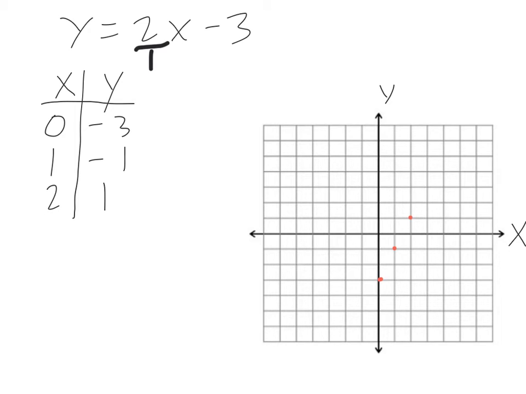Now with these equations, we're always going to have a line. So connect the points and draw a line. And make sure you put arrows on the end to show that the line goes on forever in both directions.